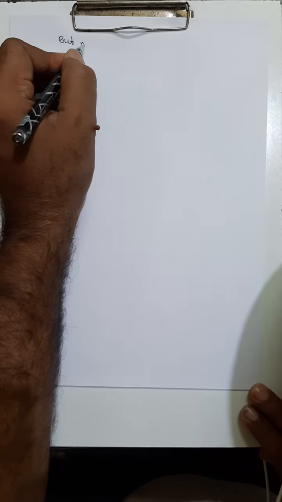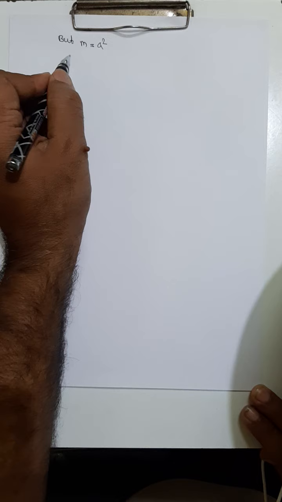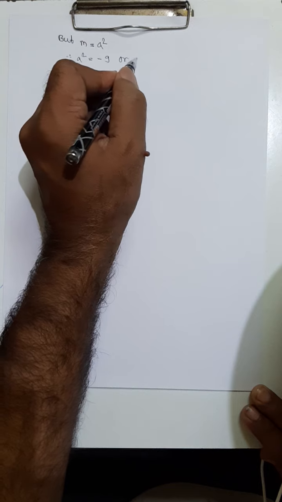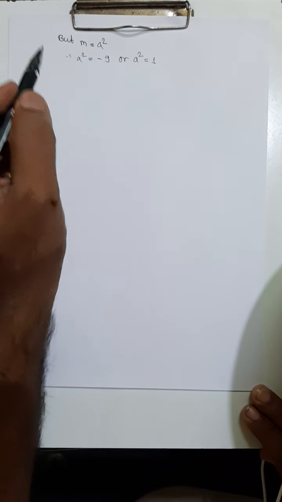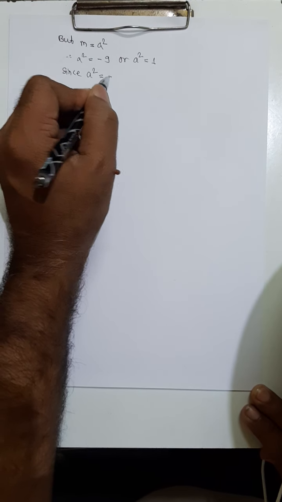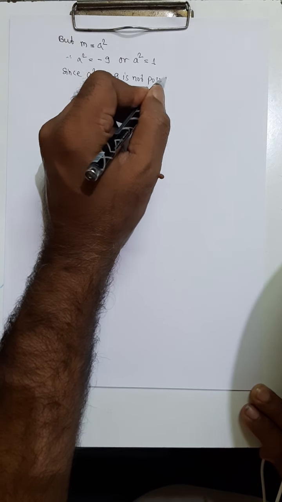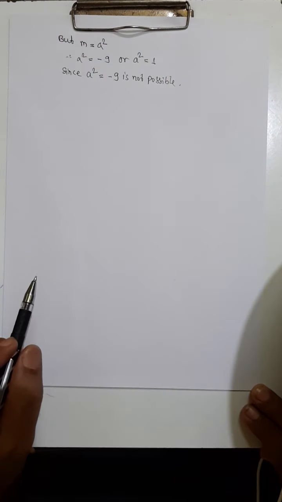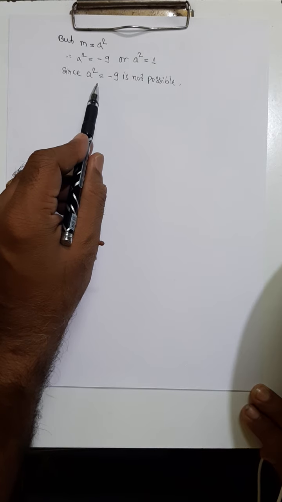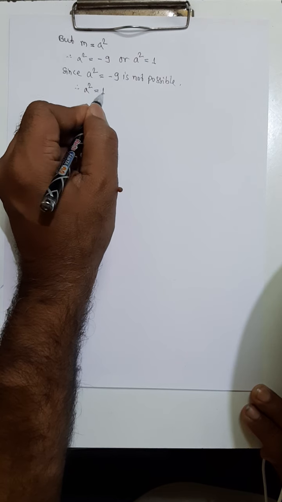But m is a square, and therefore we get a square is equal to minus 9, or a square equal to 1. Since a square equal to minus 9 is not possible, because a is a real number and square of real number is not negative. So this is a wrong equation, impossible equation, and therefore possible equation is a square equal to 1 only.